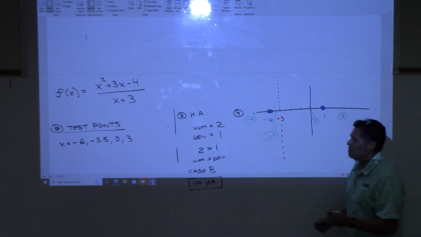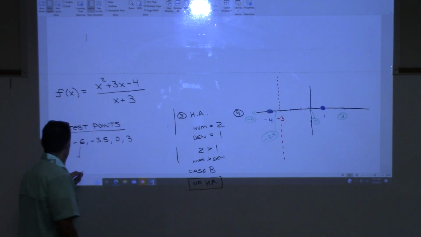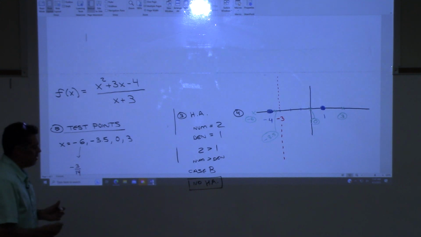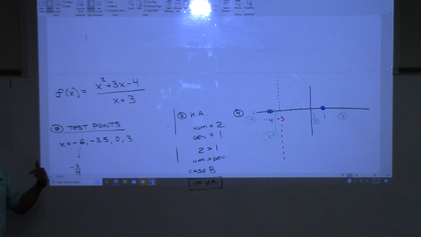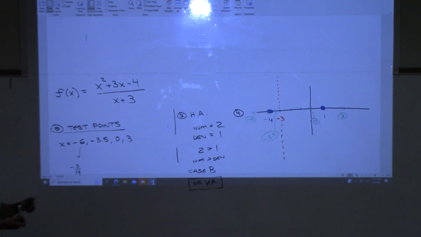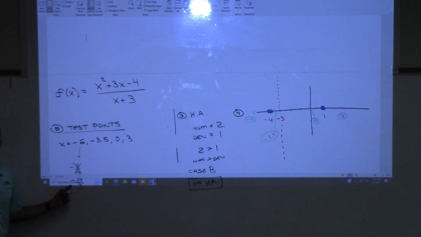What did we get when we plugged in -6? Someone go look at when we plugged in -6, what did we get? -3/14, right? That's what we got last time. Now, we flipped the whole function over, so doesn't that just flip that over as well? It's actually -14/3. But it's still a negative number, right? It's a different number, but it's still negative.